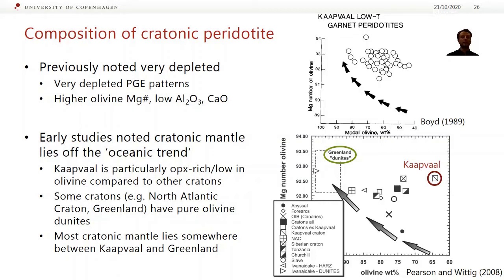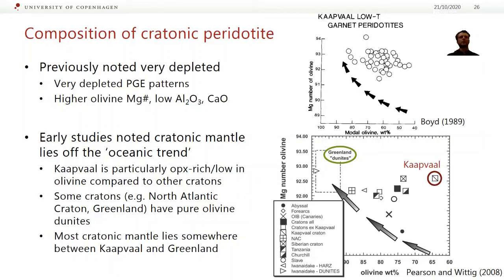Previously, we noted that it's very, very depleted. So we see extremely depleted PGE patterns, which tend to have higher olivine Mg numbers, and low aluminium and calcium contents. Early studies of cratonic peridotites, and the first one to note this was Boyd, 1989, noted that cratonic mantle lies off the oceanic trend.